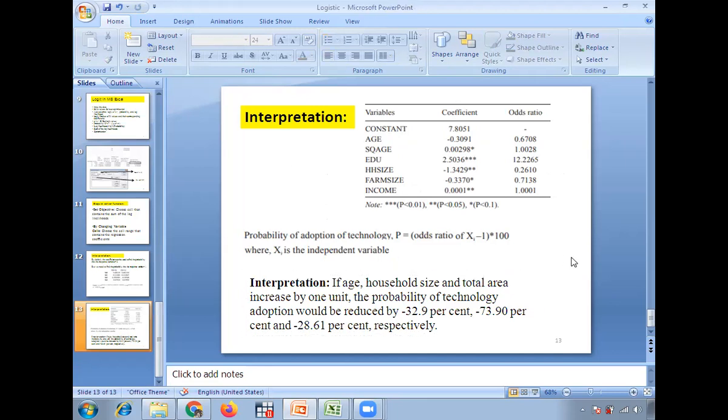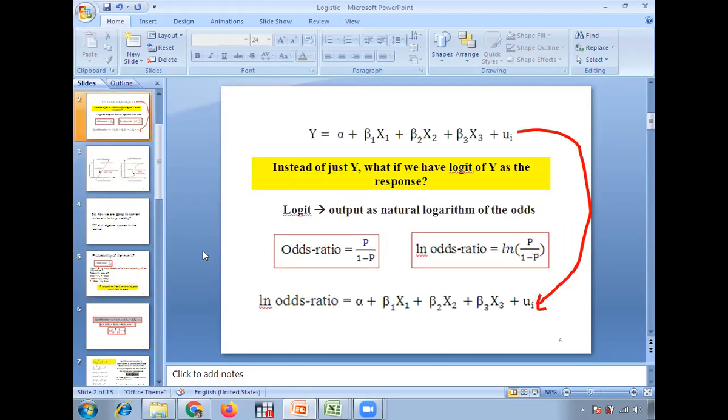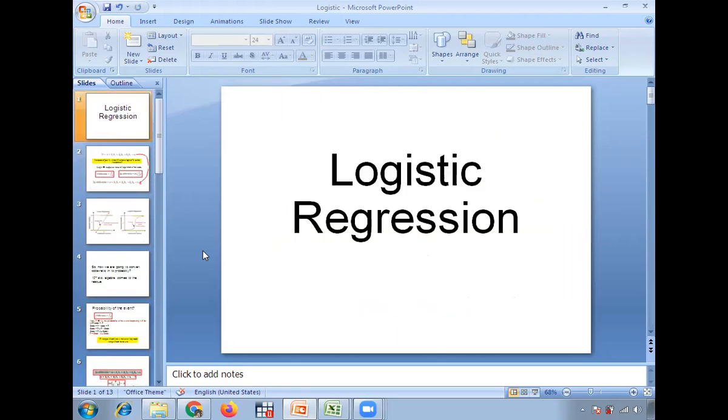So by using the odds ratio, the odds ratio of xi minus 1, times 100, will give us the probability of adopting a technology. In this way, what we have done is we have understood the logistic regression function, as well as the estimation part of it, and then we also know the interpretation part of it.